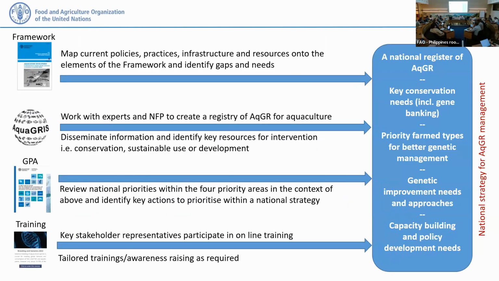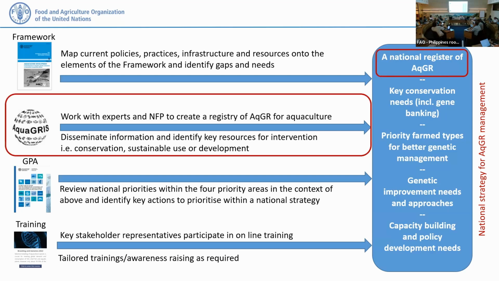Just to put that all in context for you, the framework, AquaGRIS, the Global Plan of Action, and our training resources can all be used to support countries to essentially create things like a national registry of genetic resources, key conservation needs, priority farm types for development, genetic improvement needs, capacity building, etc. And ultimately, collectively, they can be used to support national strategies to enhance the management of genetic resources.